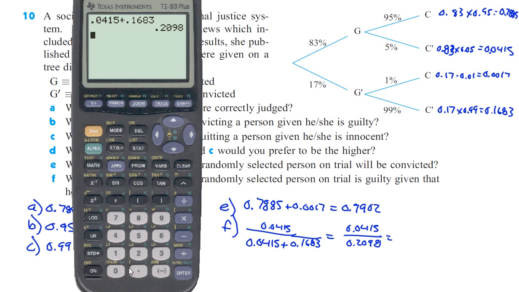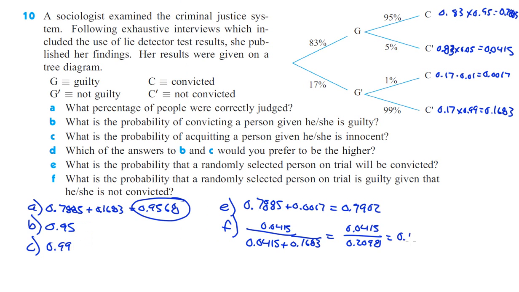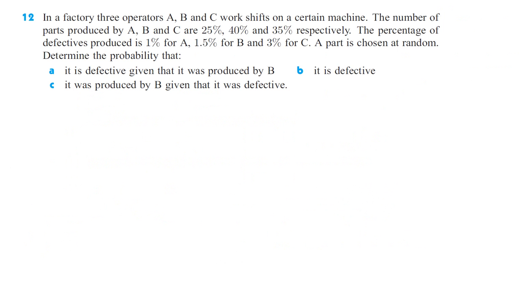Okay, so we got to do 0.0415 divided by our answer of 0.2098, and that gives us 0.1978. So about almost 20% chance that a randomly selected person on trial is guilty given that they were not convicted. Okay. All right. Let's move on to the next one.